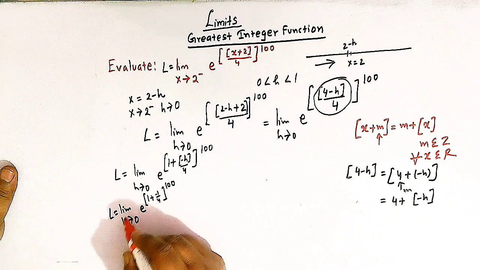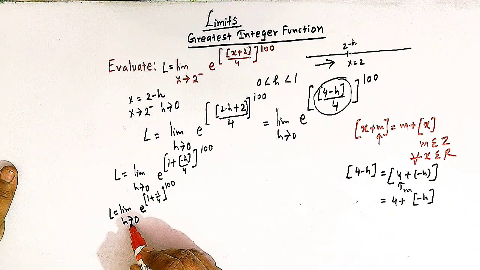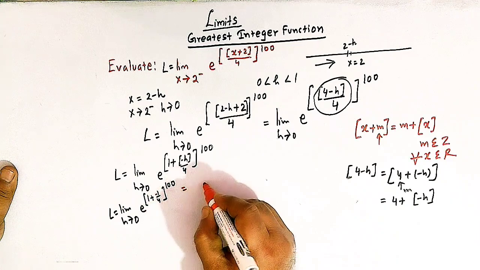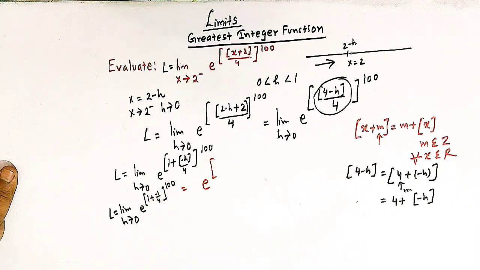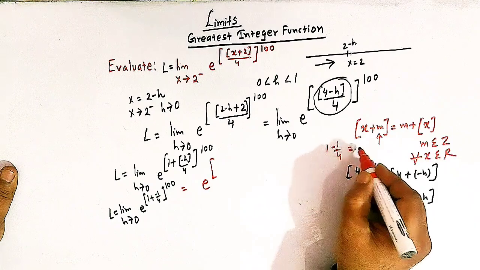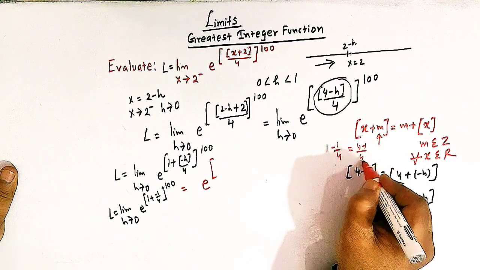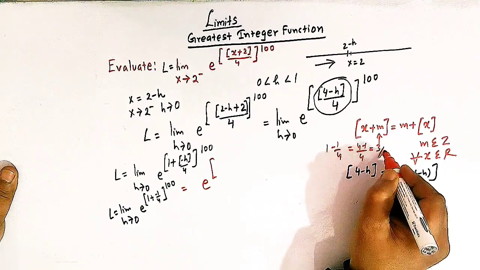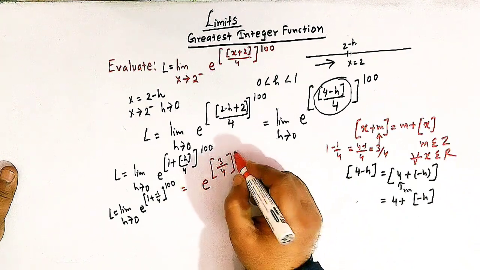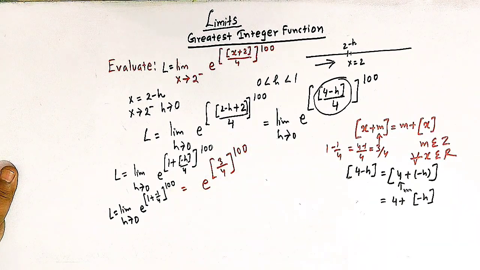So now we can remove this limit notation because here we do not have h. So now we can write simply e raised to greatest integer of 1 minus 1 over 4. So this is 4 minus 1 by 4, that is 3 over 4, right? So we have greatest integer of 3 over 4 raised to 100.